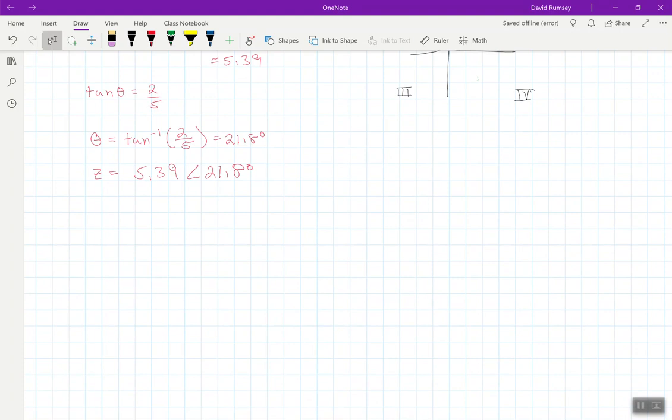So let's look at another example of converting a complex number from rectangular to polar.